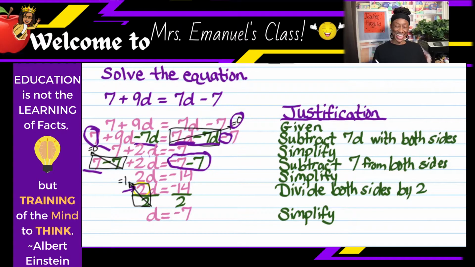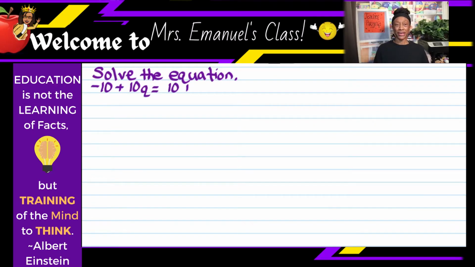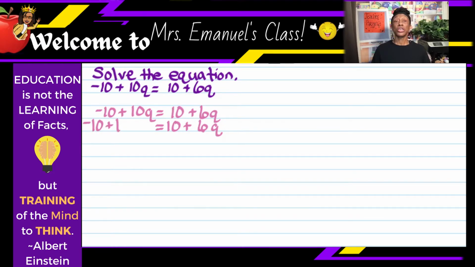Moving on to the next example. I hope you're benefiting from this video. Let's continue with negative 10 plus 10q equals 10 plus 6q. Notice that we have q on both sides. We have plus 10q, and on the right-hand side we have plus 6q. We need those terms on one side. In this case, I am moving the q terms to the right-hand side.